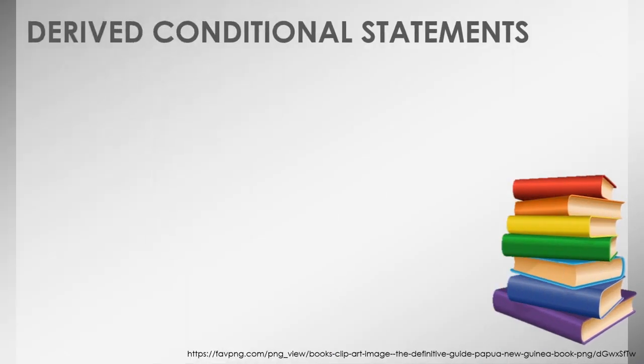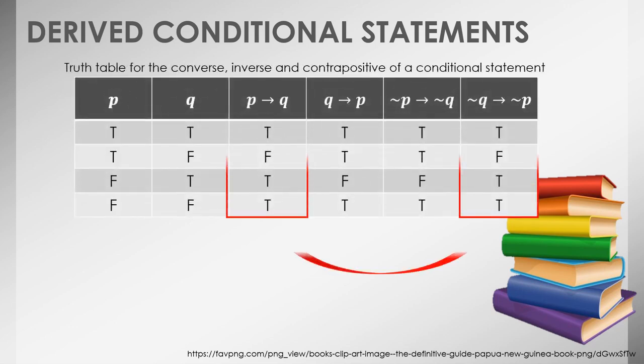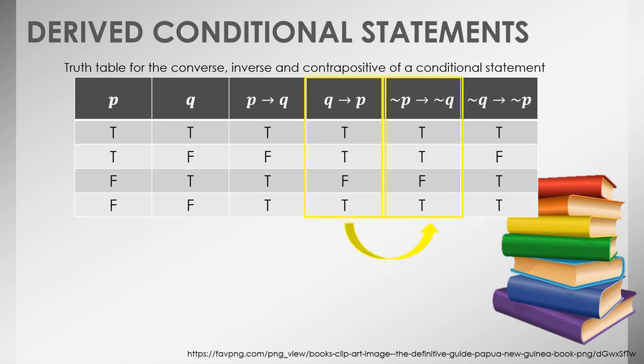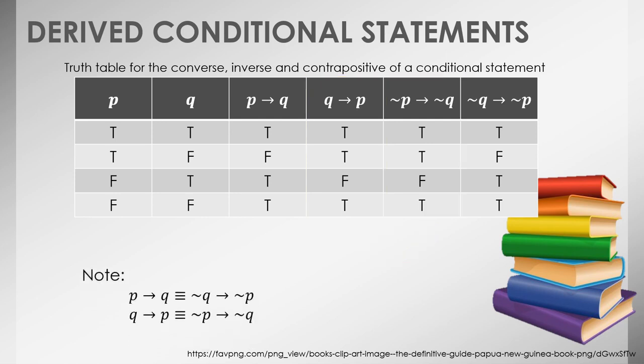Now, for the next discussion, we are going to present here the truth table for the derived conditional statements. Observe that in the truth table, the conditional and contrapositive of a conditional statement have the same truth values. Furthermore, we also observe that the converse and the inverse of a conditional statement also have the same truth values. In other words, we simply conclude that the conditional statement is equivalent to a contrapositive of that conditional statement, and the converse and the inverse of a conditional statement are also equivalent.